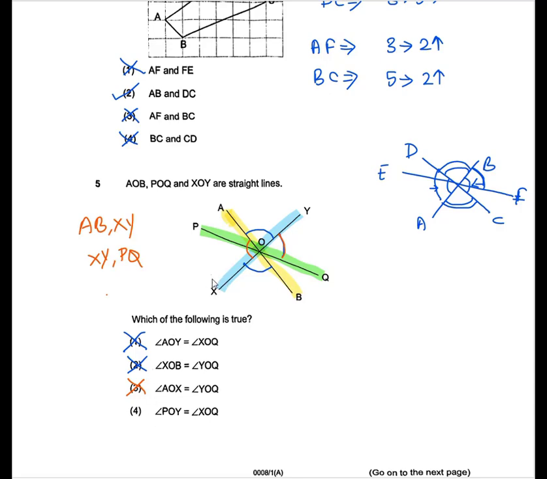Then the last one, POY. POY is between which two lines? It is between PQ and XY. So POY, let me say this is this guy, and angle is equal to angle XOQ. And this angle, right? So this again is between XY and PQ. So between the same pair of lines, and they are vertically opposite as well. So this is the right answer here.